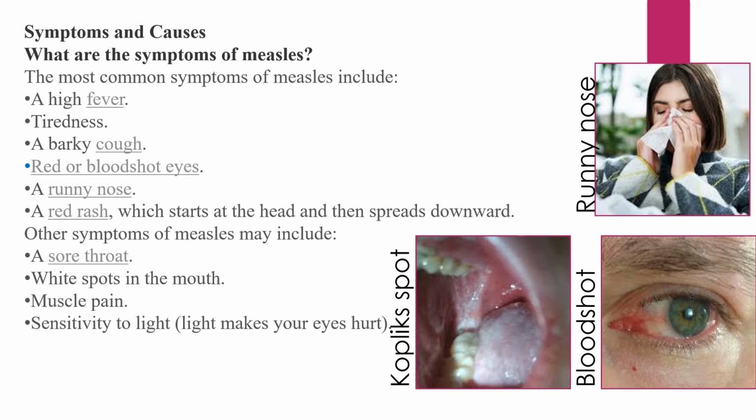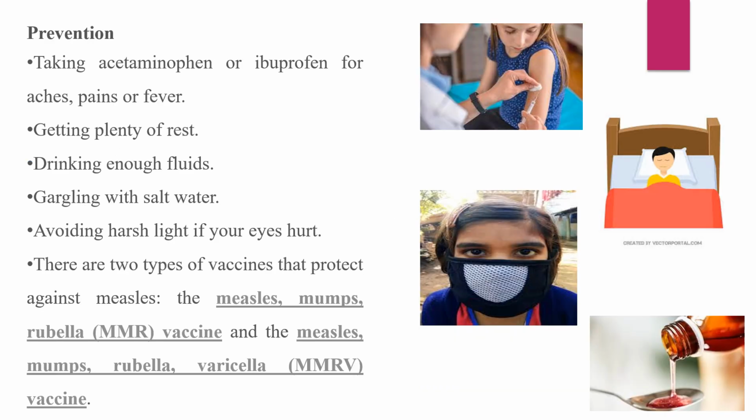This is an example called Koplik spots. You can see white patches all over the mouth, along with muscle pains and sensitivity to light, where you cannot look at light in direct rays. So these are some of the symptoms. In the recovery phase, symptoms gradually improve within 7 to 10 days, but complications can also occur. Right. So what are the main preventive measures?